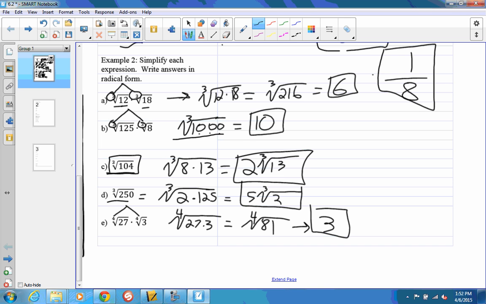I would hope at this point you would see that 27 is a perfect cube, and the cube root of 27 is 3. Well, if I'm going to multiply that again by 3, that's just 3 to the 4th, if I'm taking a 4th root.